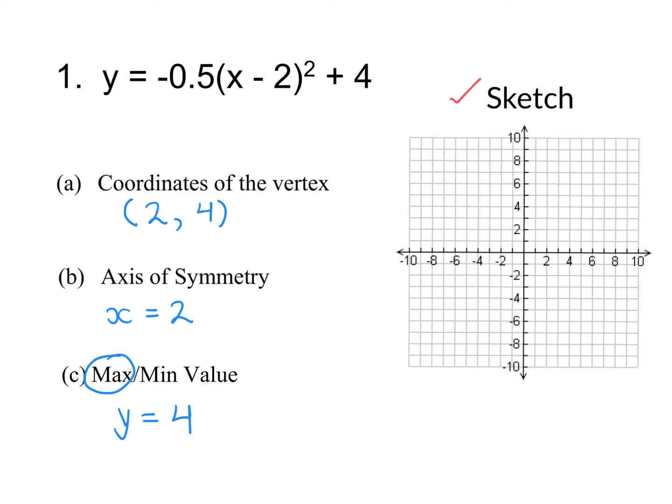Okay, now that we found these things, let's actually sketch our graph. Now, please keep in mind, this is a rough sketch. It's not exact. We'll do the exact graph some other time. Now we are going to start out by first plotting our vertex. So the x value for vertex was positive 2, y was positive 4.